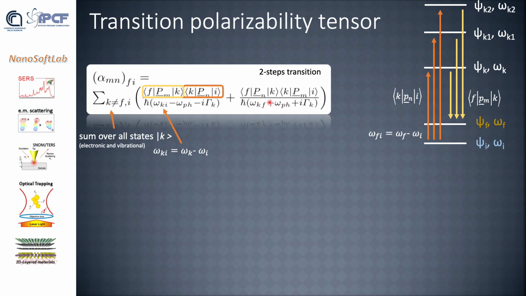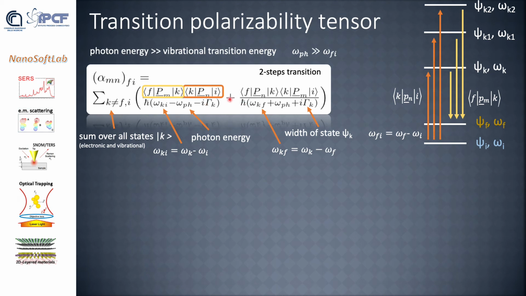Here, omega ki is the energy difference between the excited states and the initial state. Omega kf is the energy difference between the excited state and the final state. Gamma k is the width of the state psi k, which is much smaller than this energy. This is related to the lifetime of this energy level. Omega photon is the photon energy, and the only assumption that we are making here is that the photon energy is much larger than the vibrational transition energy. That is, omega photon much larger than omega fi.